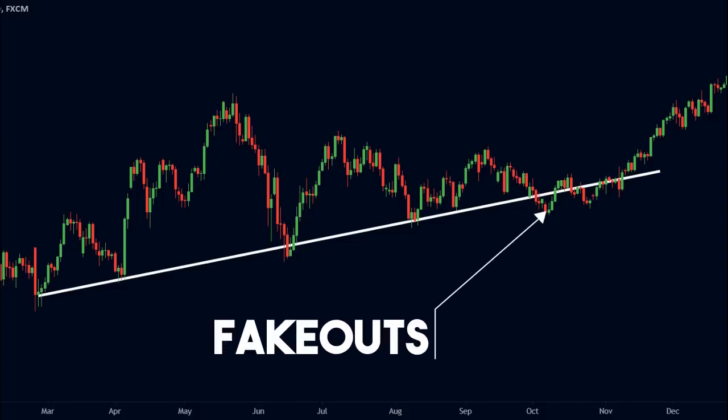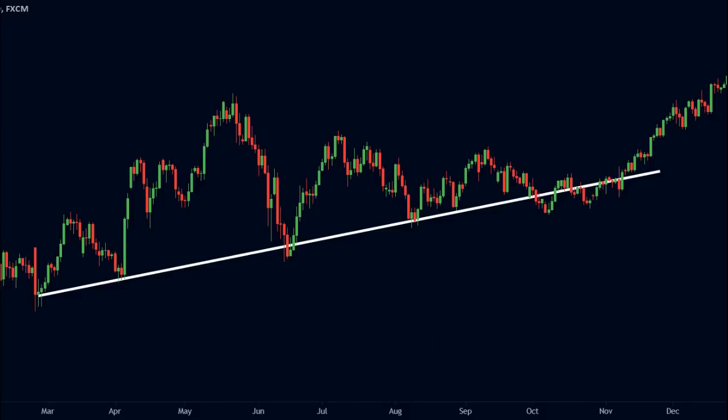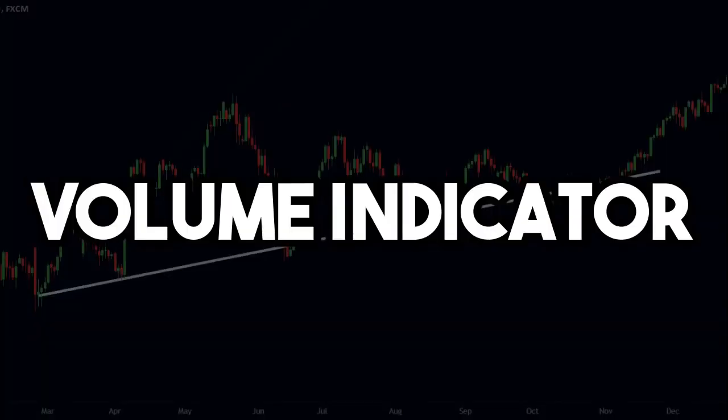This type of price movement is called a fake out. Fake outs can be detrimental to your trading account and can result in loss of capital. To avoid getting trapped in fake outs, we will use the volume indicator.